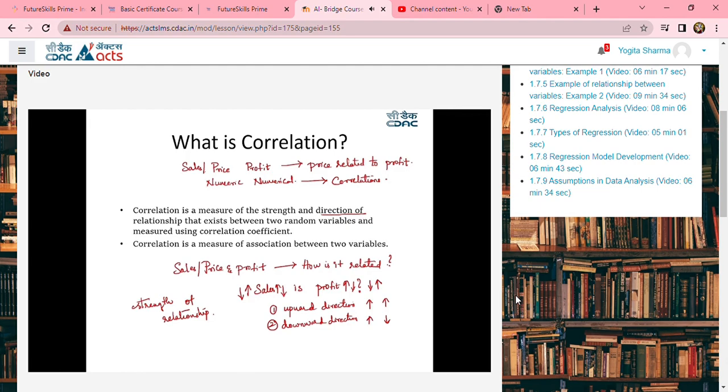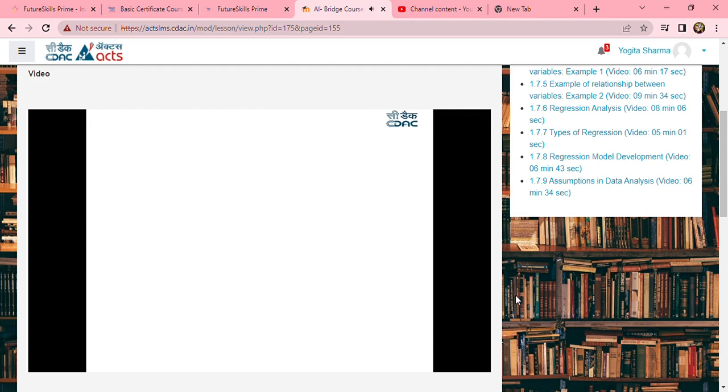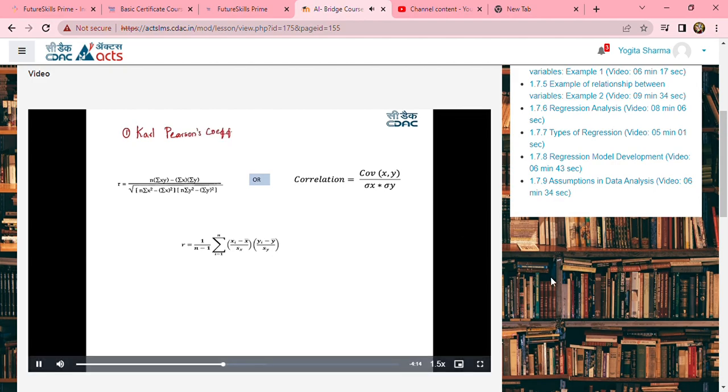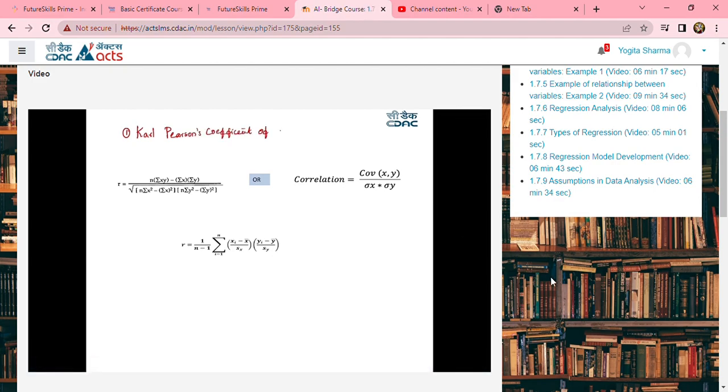So correlation helps you find the relationship between two variables. The formula to find the correlation is this. Generally, we have different kinds of correlations to be calculated. One of them is called Pearson's coefficient of correlation, which is represented with a small r. And second, we have Spearman's rank correlation, which is represented with rho.